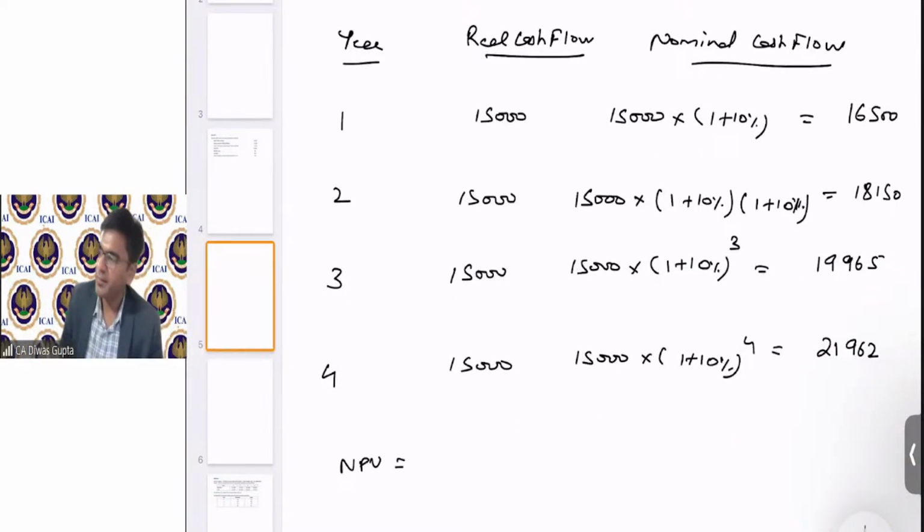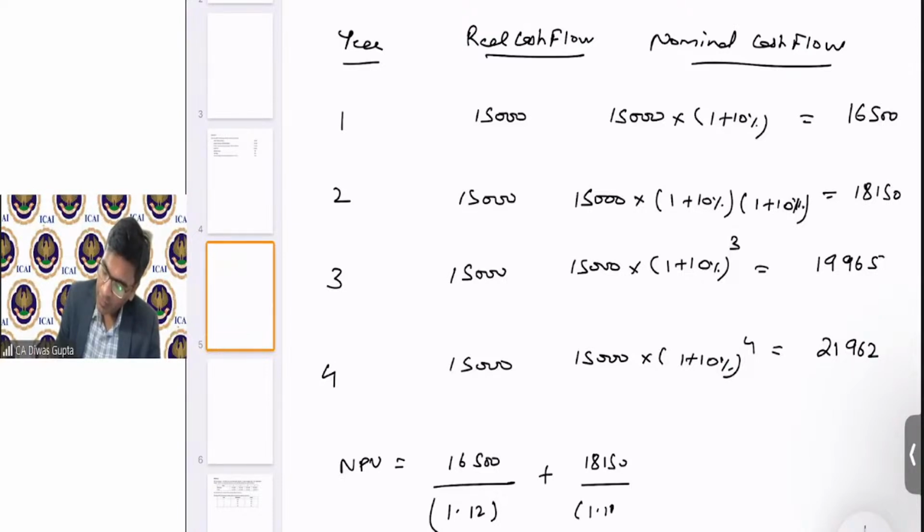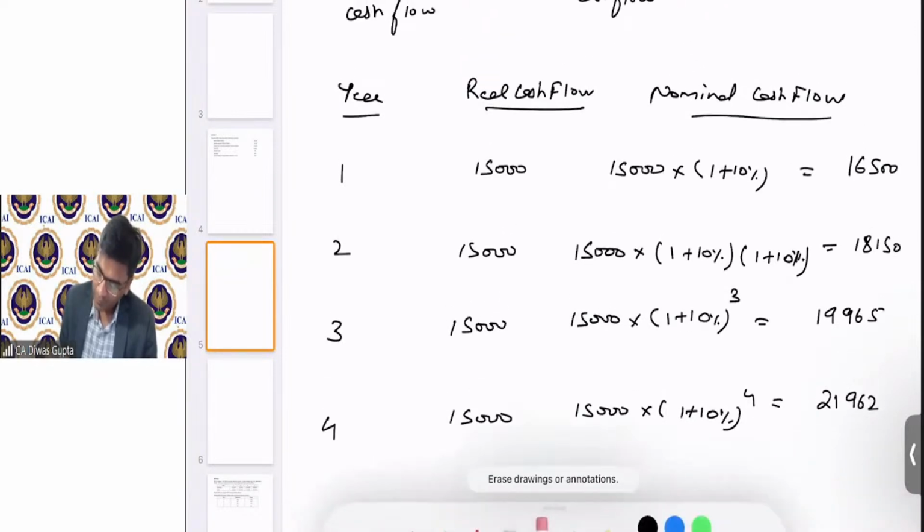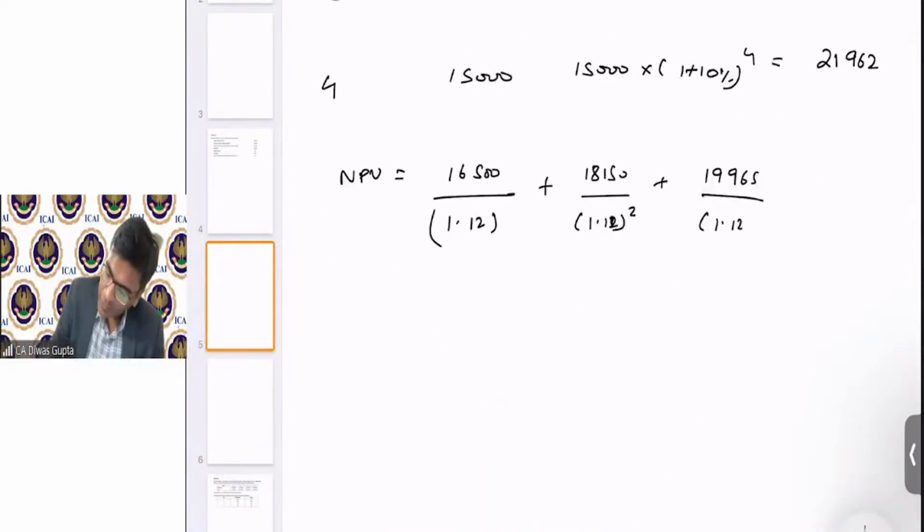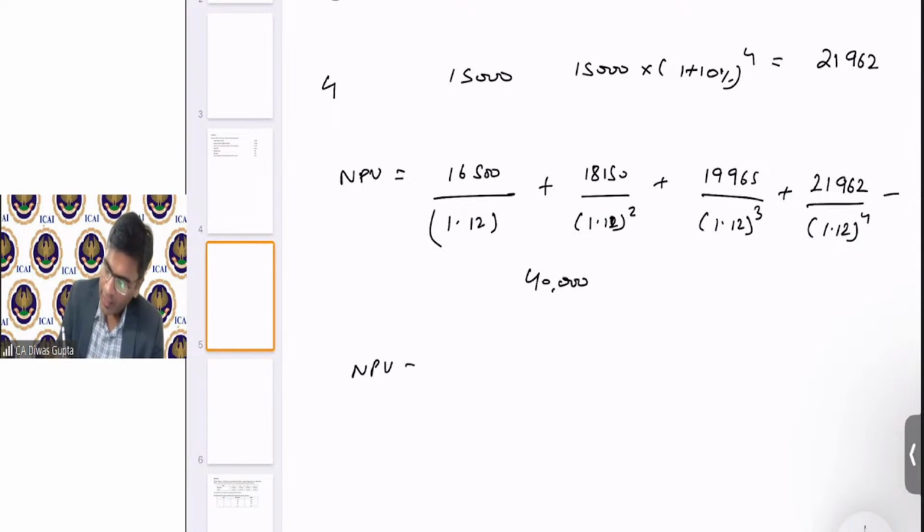Now, can we calculate our NPV? Yes. So 16,500 has to be divided by 1.12. Now, these have become the nominal cash flows. We can use the nominal rate. Nominal rate is 12%. Plus 18,150 divided by 1.12 raised to the power 2, plus 19,965 divided by 1.12 raised to the power 3, plus 21,962 divided by 1.12 raised to the power 4, minus initial outlay was how much? 40,000. So NPV becomes 17,369.